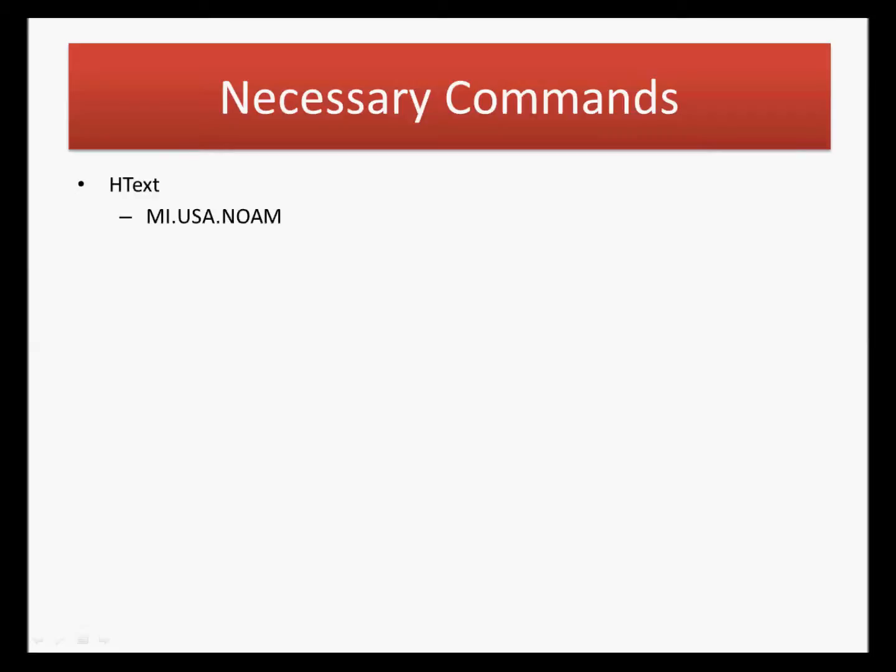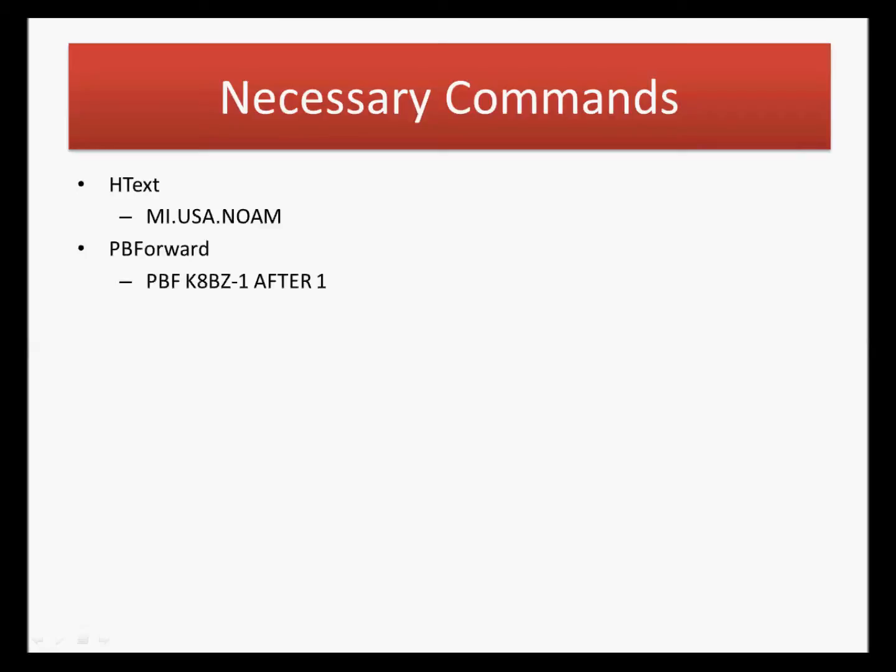The generic version of that in Michigan is mi.usa.noam. If you're in another state, just substitute your state. If you're outside of the United States, you'll have to check with packet operators locally to see what that should be in your location. The next command is the PB forward command.